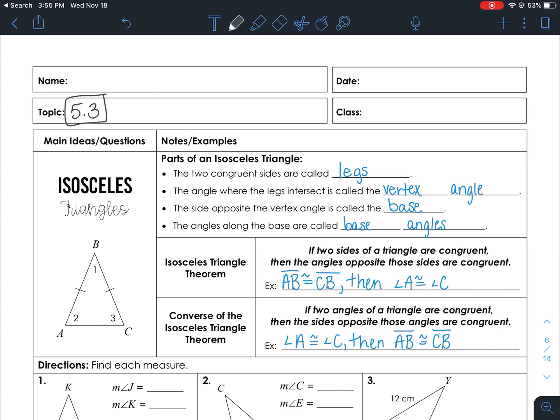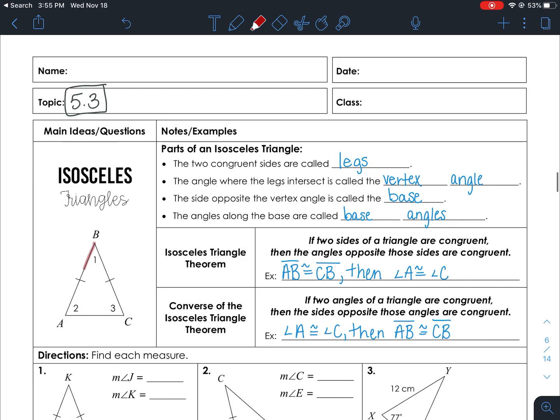When they have two congruent sides, we call those the legs. So that means here, AB and BC are our legs. The angle where our legs intersect is called the vertex angle. So here, angle B is our vertex angle. The side opposite of our vertex angle is called our base. So that's AC right here.